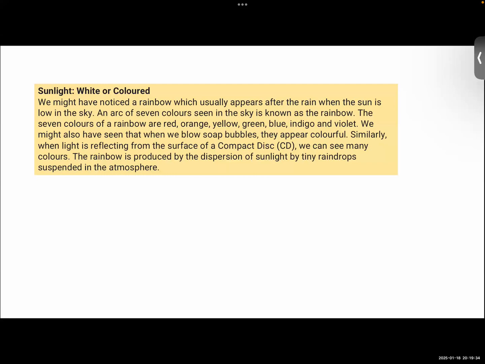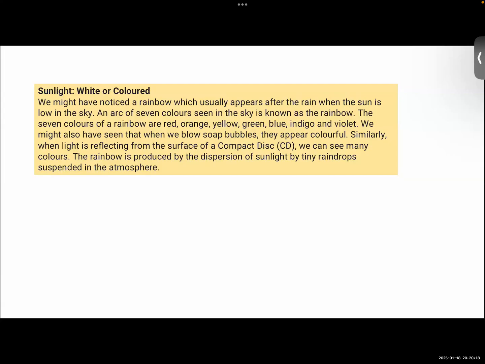You might have noticed a rainbow which usually appears after the rain. When the sun is low in the sky, an arc of seven colors seen in the sky is known as the rainbow. The seven colors of a rainbow are red, orange, yellow, green, blue, indigo, and violet. We might also have seen that when we blow soap bubbles, they appear colorful. Similarly, when light is reflecting from the surface of a compact disc (CD), we can see many colors. The rainbow is produced by the dispersion of sunlight by tiny raindrops suspended in the atmosphere.